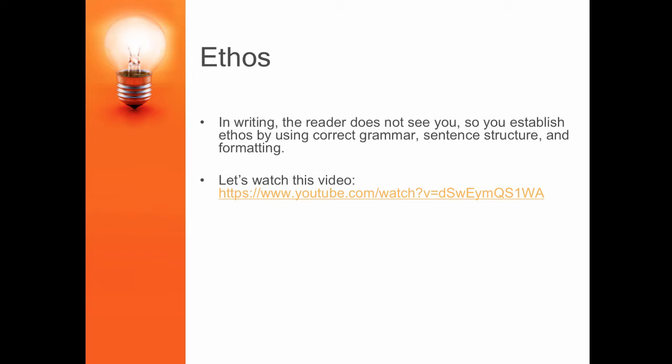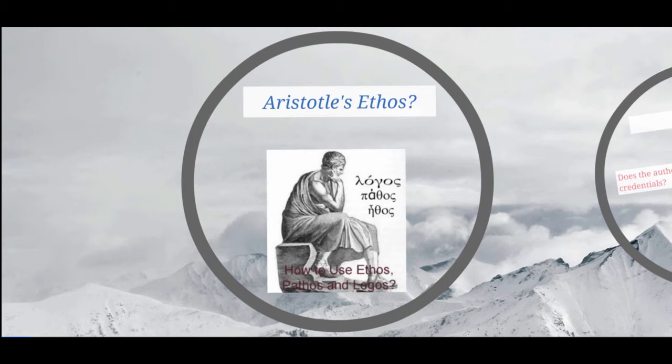If the reader can trust that what you're saying is well said and you're following the rules set forth by the guidelines that you have for writing, then you're going to be trustworthy. It's like when you're in a personal relationship and you break trust, it's very hard to get that back. So let's watch this video on YouTube. This video will focus on the first of the three appeals, ethos.